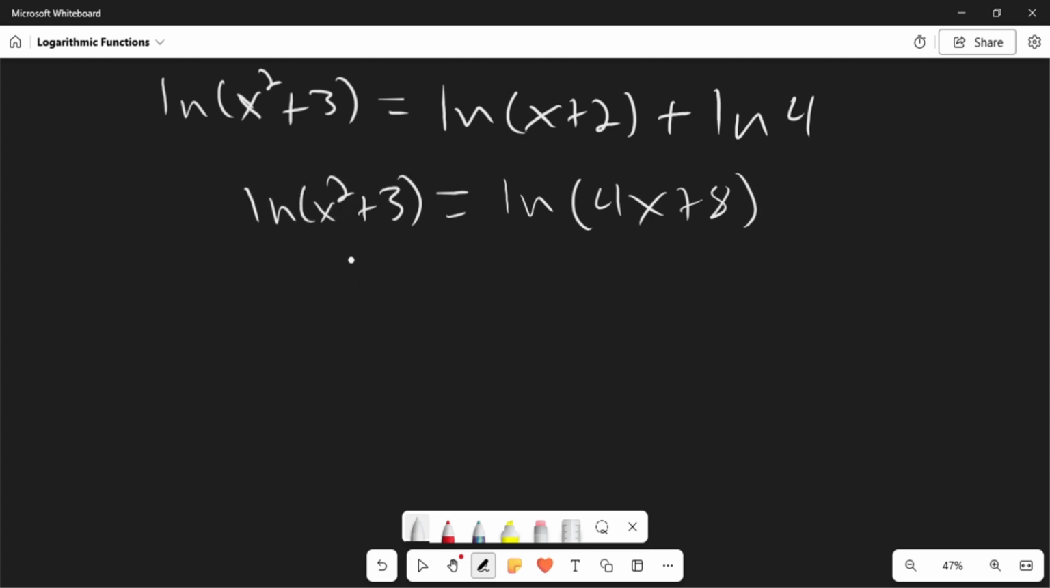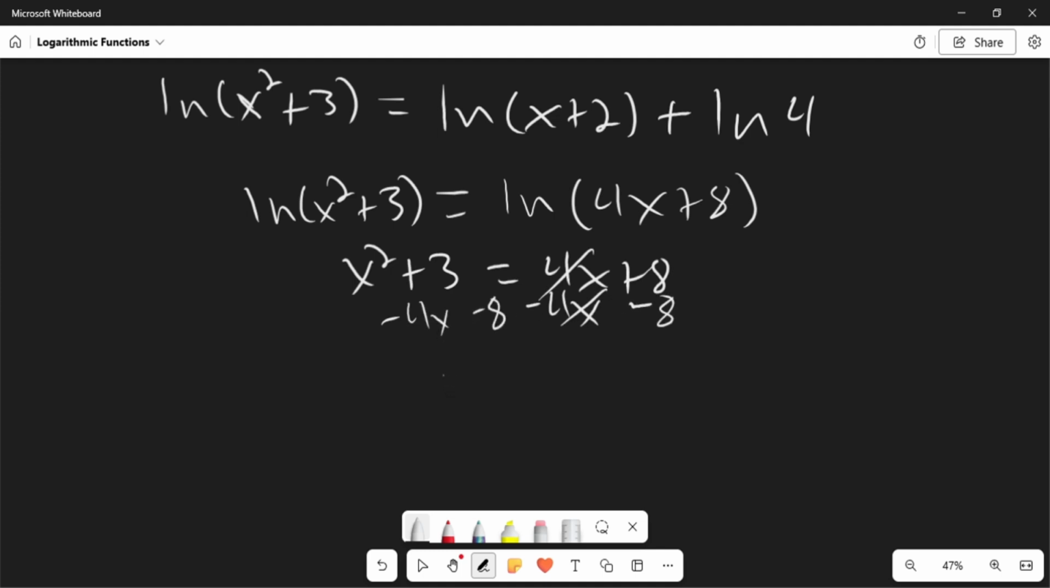Okay, now you would forget about the logarithms because they're the same, so you would just solve this like a simple equation. Okay, so 4x plus 8. Since we have an x squared here, we're going to have to turn this into a quadratic so we can solve for it. Okay, so we're going to set this equal to 0. Remember, we set this equal to 0, and then alright, so minus 8 here, minus 8. We're going to get this quadratic.